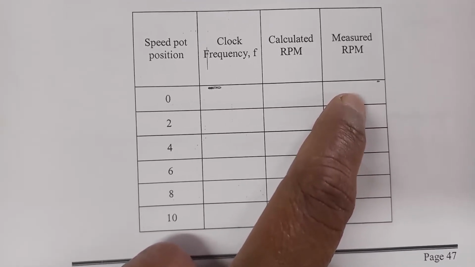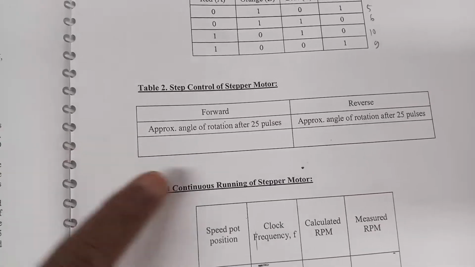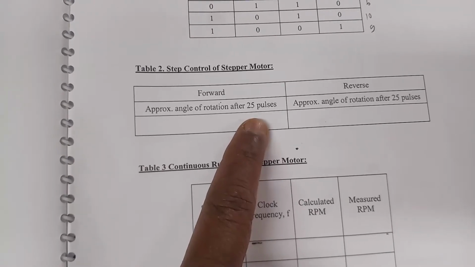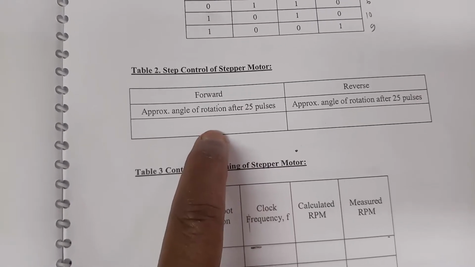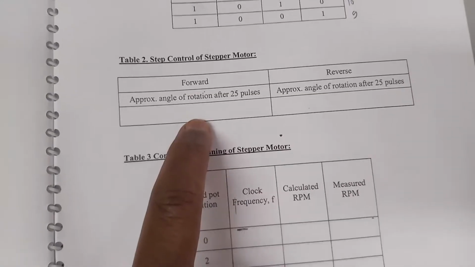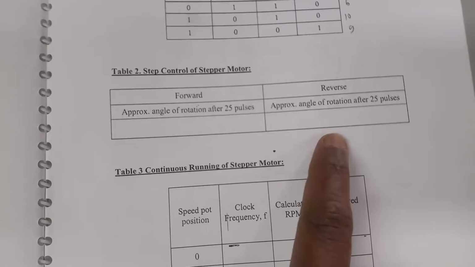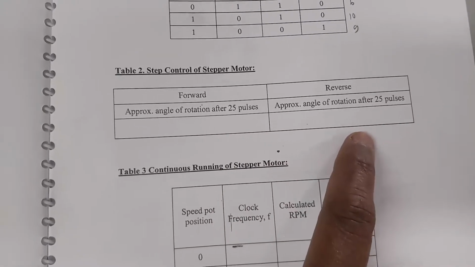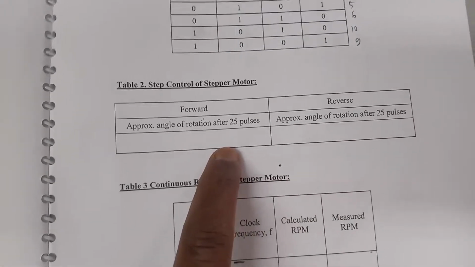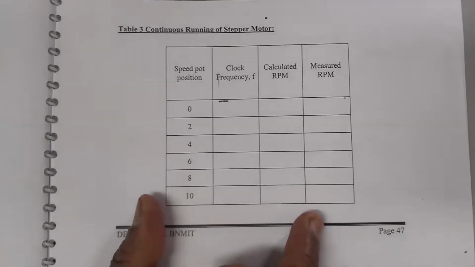Let us take a few examples. First we go to the step mode operation. In step mode operation, you can see table 2. We give 25 pulses and see what is the angle covered by the shaft of your motor. Also we go for reverse direction. Just now we have seen it has taken 45 degrees to go forward and 45 degrees to go back. So 25 pulses into 1.8 degrees is nothing but 45 degrees, that you have seen already.